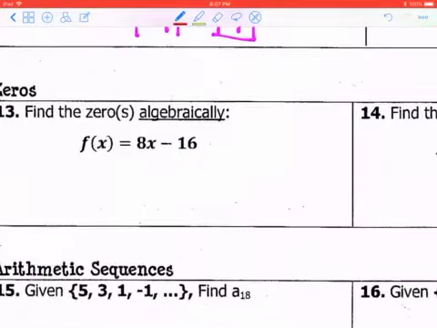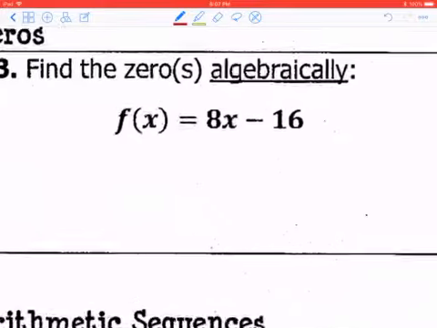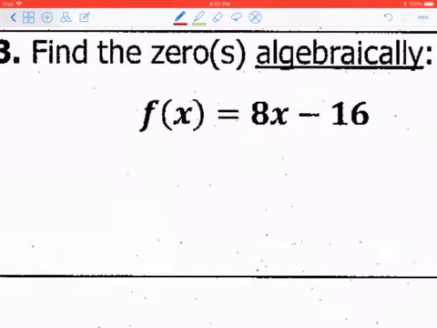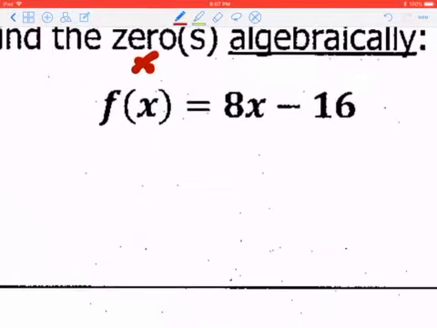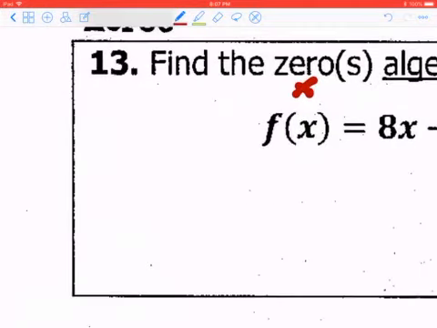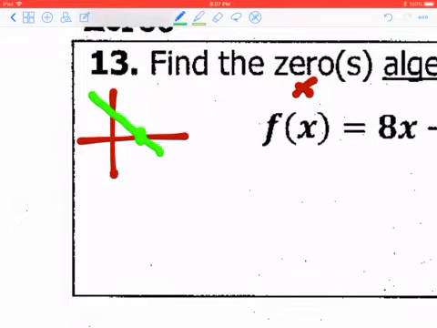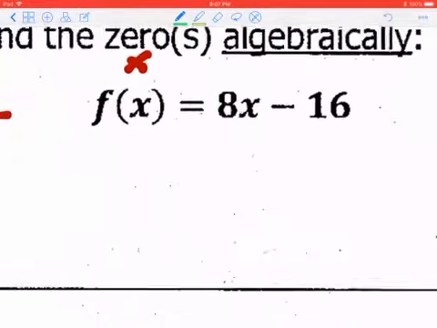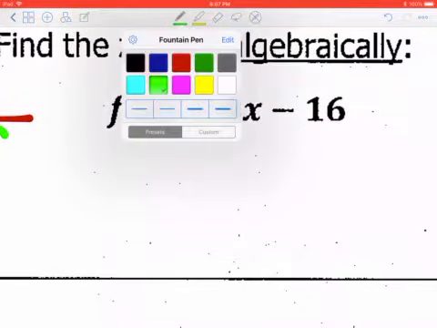Next one, finding zeros, but they want us to do it algebraically. You still use the calculator for this and see where the graph touches the x-axis. But in this case, if we're finding the zeros algebraically, in order to touch the x-axis, that means that graph doesn't move up or down. So we're looking for when y is 0.